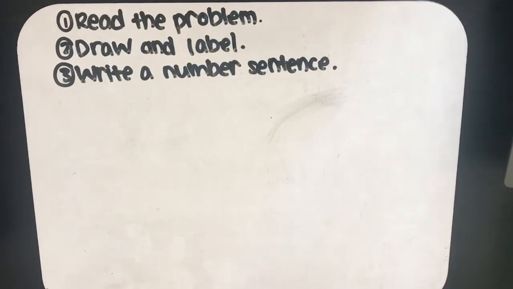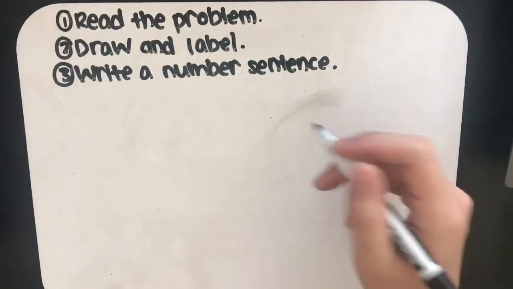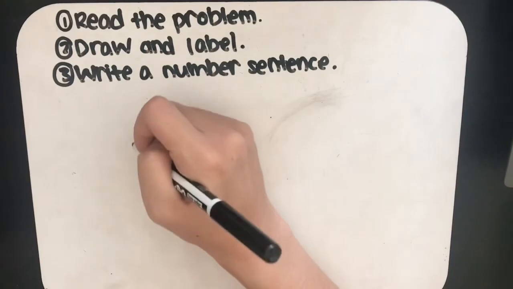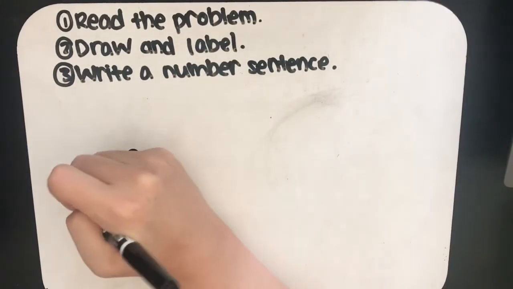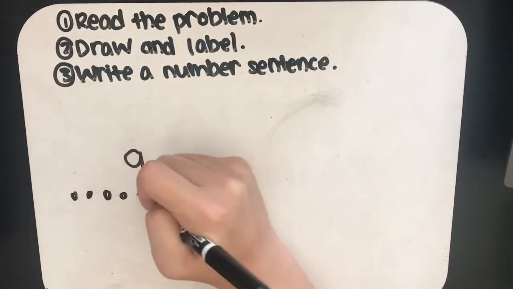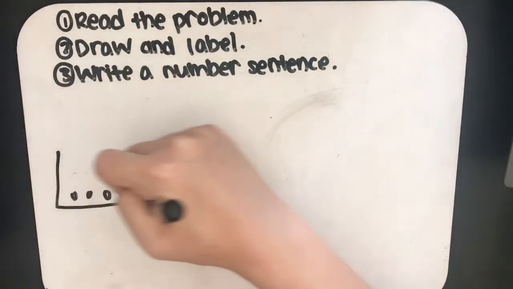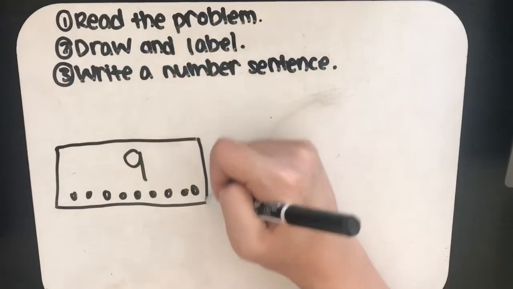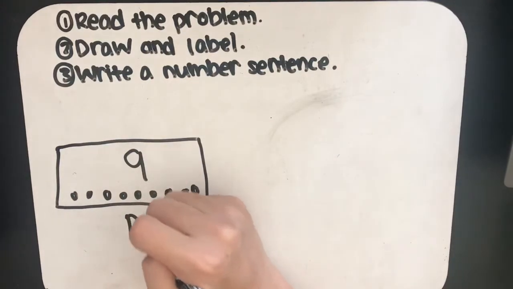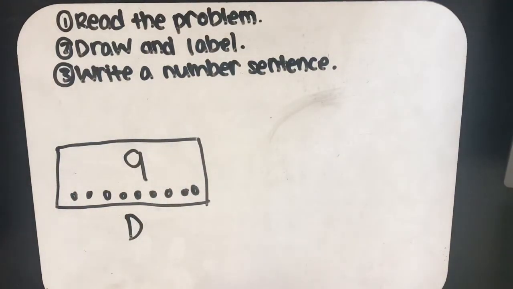There were 9 dogs playing at the park, so that's the first part that I'm going to draw. Here's 9. 1, 2, 3, 4, 5, 6, 7, 8, 9. We're going to draw a box around the entire part and label it with the letter D for dogs.